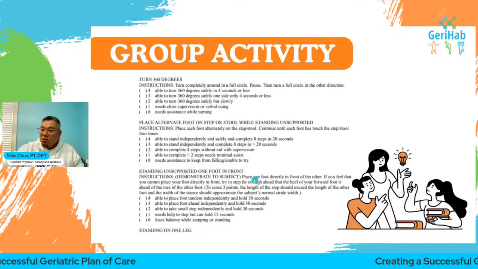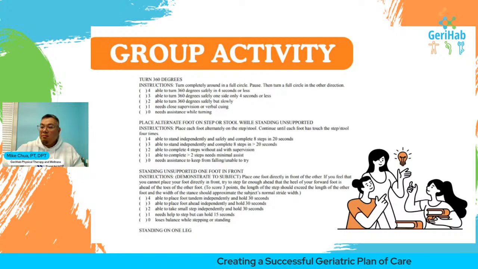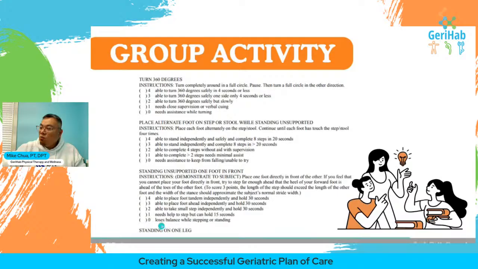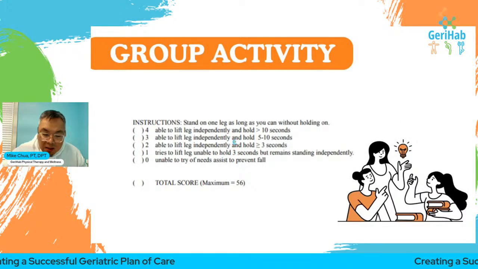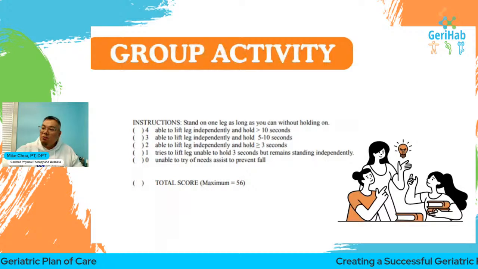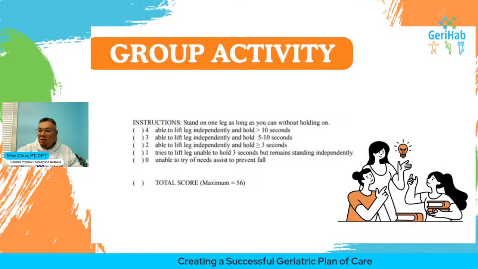Next is unsupported, one foot in the front, right? Just like a tandem. Next is standing on one leg, all right? Can they hold it up independently? Some of them are even holding up for less than 10 seconds. All right, and the total score would be 56.